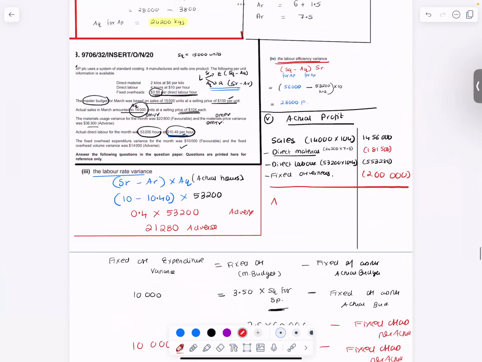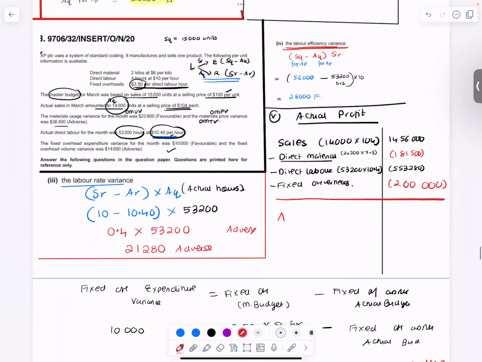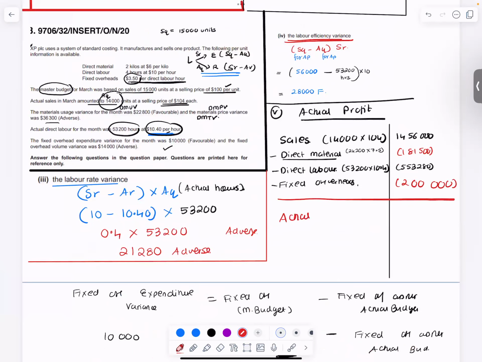So your actual profit is how much? Actual fixed overhead is 200,000. So you want the actual profit, right? So this would be 521,220. I will pause. You will do.